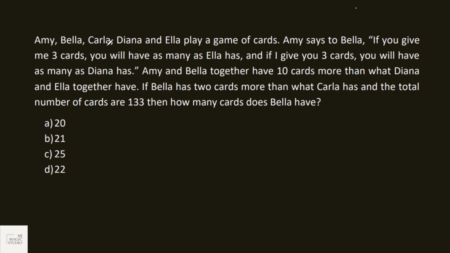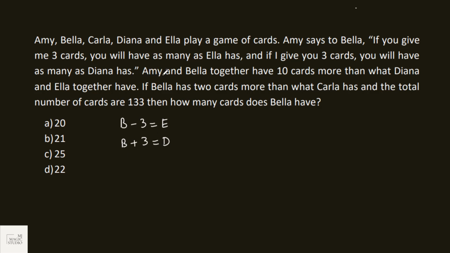Amy, Bella, Carla, Diana and Ela, A, B, C, D, E, play a game of cards. Amy says to Bella, if you give me 3 cards, you will have, that means Bella will have B minus 3, as many as Ela has. This is equals to E. And if I give you 3 cards, you will have as many as Diana has. That means B plus 3. If A gives 3 cards to Bella, then she will have as many as Diana. This is equals to D.